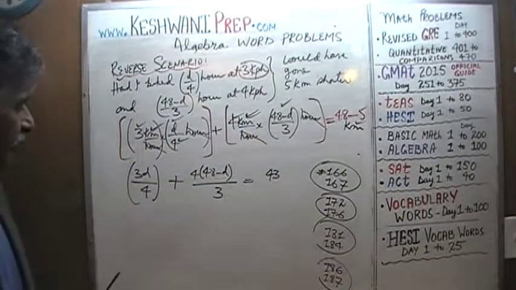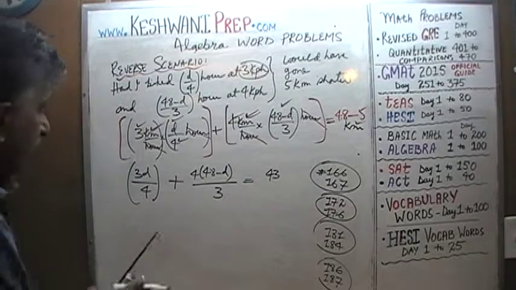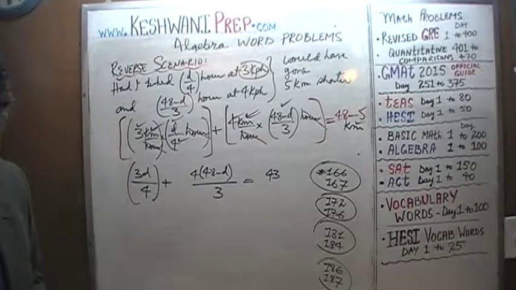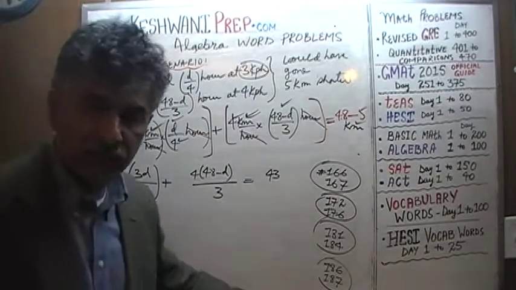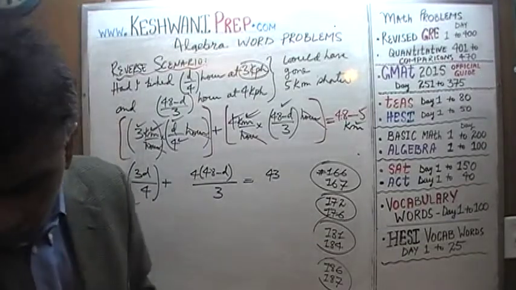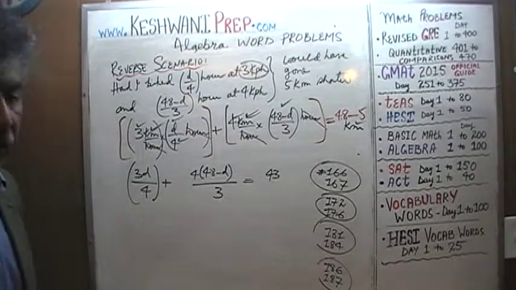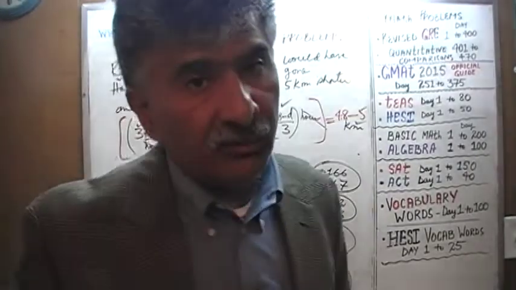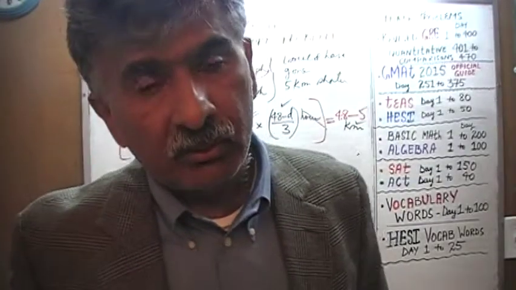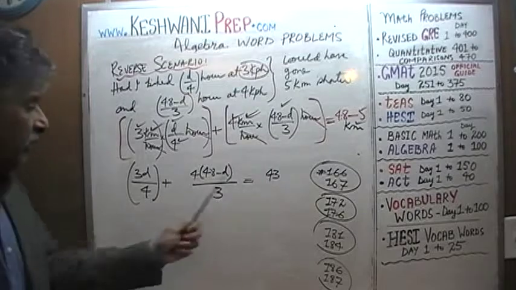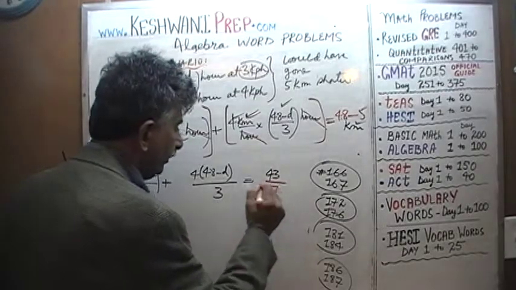The very first thing we need to do is to make sure that we have the same common denominator. It helps to have the same common denominator, because if you have the same denominators everywhere, then the denominator plays no role. The denominator loses significance, and we can just work on the numerator. Here we have a denominator of 4. Here we have a denominator of 3. Here we have a denominator of 1. What can we do?